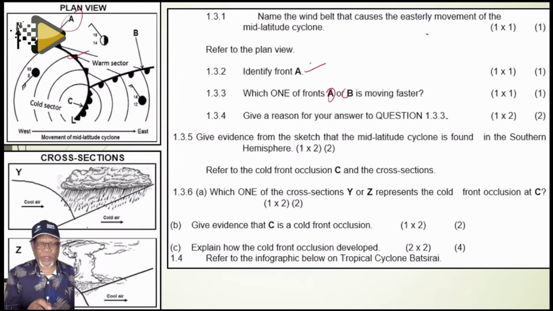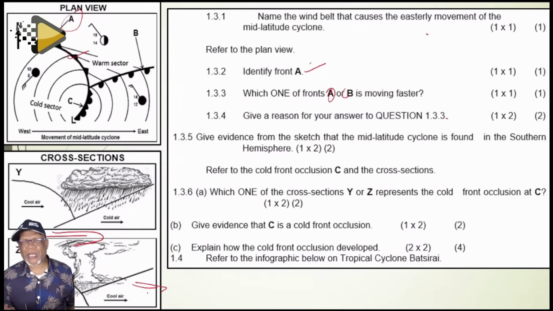So when you draw this cross section, you must also indicate the direction of the system. And if the examiner asks you to draw a cross section, you must label your cross section. You must say cross section of a mid-latitude cyclone in a mature stage, or cross section of a cold front occlusion, or a cross section of a warm front occlusion. You must always give labels to your diagrams.